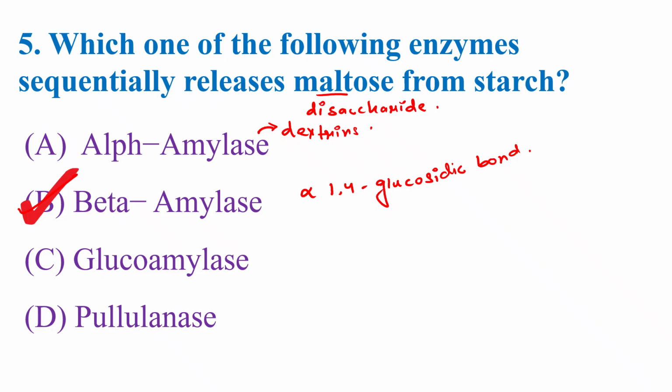And glucoamylase, it will release the glucose, not the maltose. And pullulanase, it will debranch the starch by attacking the alpha 1,6 glycosidic bond. So over here my correct option is option number B, that is beta amylase.